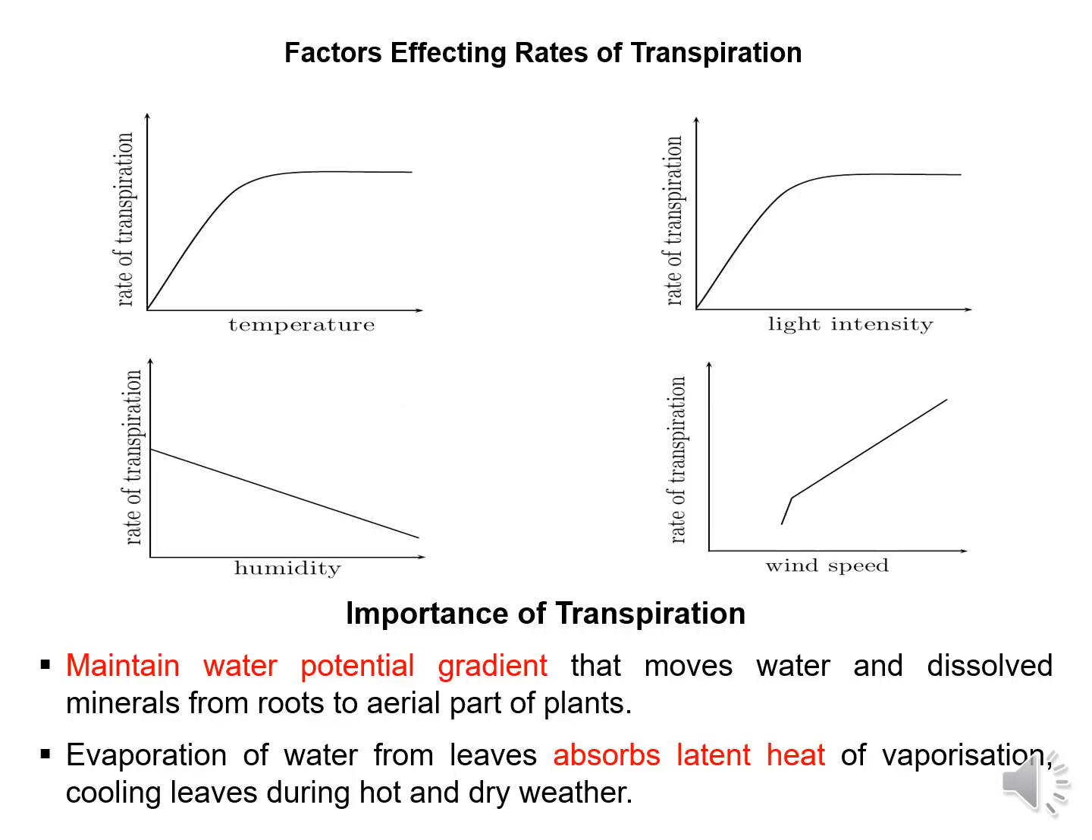What is so important about having transpiration in plants? The purpose of having transpiration in plants is to maintain the water potential gradient that moves the water and any dissolved minerals from root to any aerial parts of the plant before they escape in the form of water vapor to the atmosphere. And this evaporation of water from the leaf will also absorb the latent heat of vaporization and therefore cool down the leaf during hot and dry weather. These are all the contributing mechanisms for the plant to endure the open air spaces and exposure to the sunlight every day.